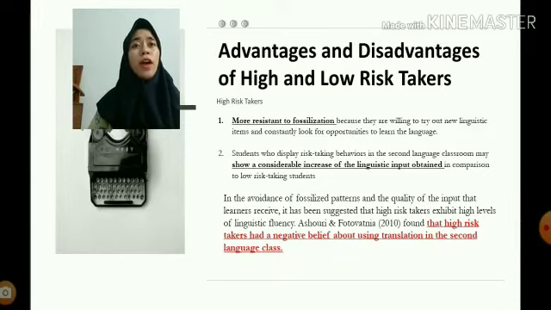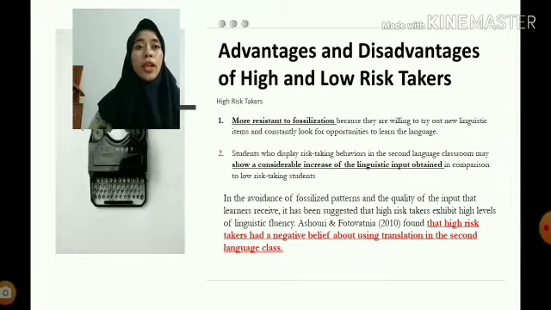Another advantage of a high level of risk-taking corresponds to the quantity and the quality of the linguistic input that the learner receives. Students who display risk-taking behaviors in the second language classroom may show a considerable increase of the linguistic input obtained in comparison to low risk-taking students. In addition to the evidence of fossilized patterns and the quality of the input that learners receive, it has been suggested that high risk takers exhibit high levels of linguistic fluency.